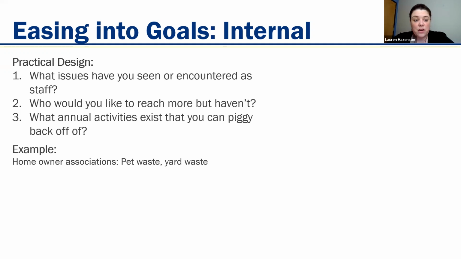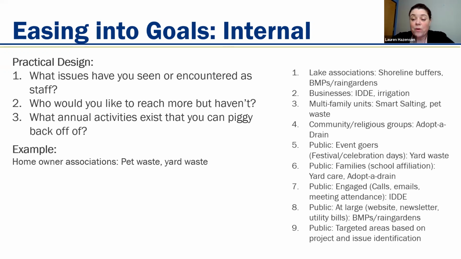So some examples are working with homeowner associations in terms of pet waste and yard waste. That's a water quality issue, but it's also a real hassle for anybody who's just trying to walk around the yard. So that can be something that you can really partner with that homeowner association on.